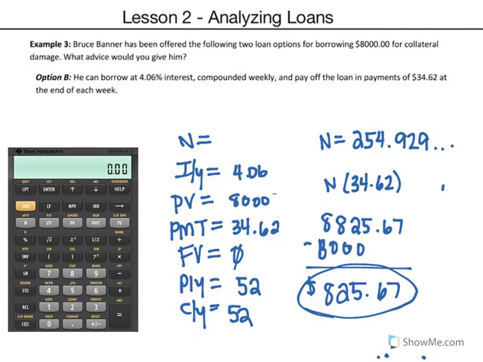So option B is the better choice because he has to pay less interest in the end. The only benefit I can see for option A being better is that he's not able to continuously make the regular payments of $34.62 each week.